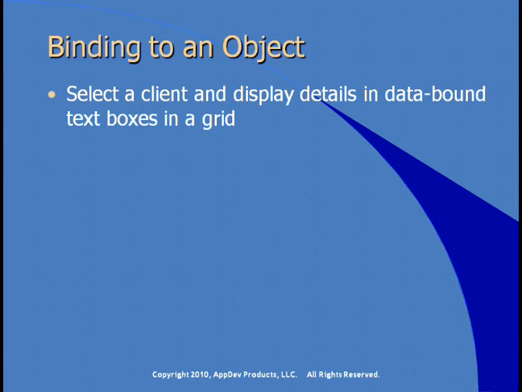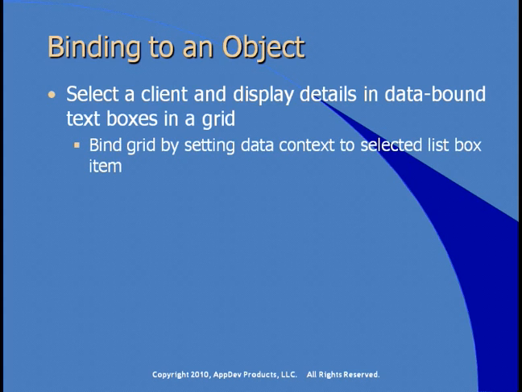And then the user can select a client from the list box, and we'll display the details for that client in data-bound text boxes in a grid. And you bind the grid by setting the DataContext to the selected list box item, which is an instance of the Client class in our example. And then the text boxes in the grid inherit the data binding. WPF has a containership model, so if you set the DataContext of a grid, the text boxes in the grid have the same binding.